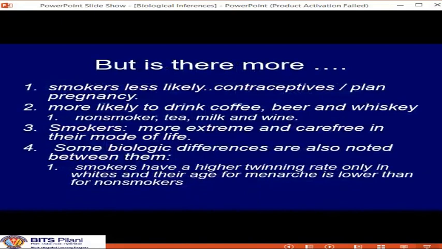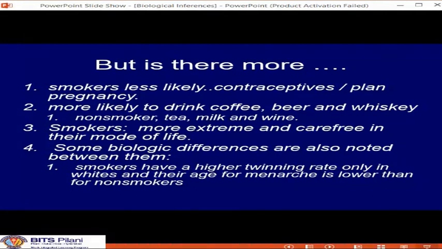But there are many more things to be thought about, and this is where one must read a little bit more. If you read more or talk to smokers, women who smoke during pregnancy or before pregnancy are less likely to use contraceptives or have a planned pregnancy. They are more likely to drink coffee or alcohol, whereas non-smokers tend to drink more tea, milk, or, in Western countries, wine. Smokers tend to be a little bit more carefree and lead more extreme lifestyles. There are also some biological differences. There's a higher rate of twins among smokers, and the age of menarche is lower among smokers.